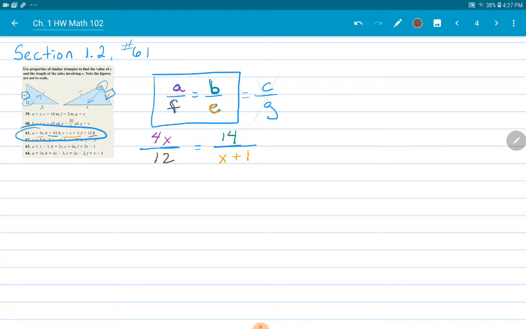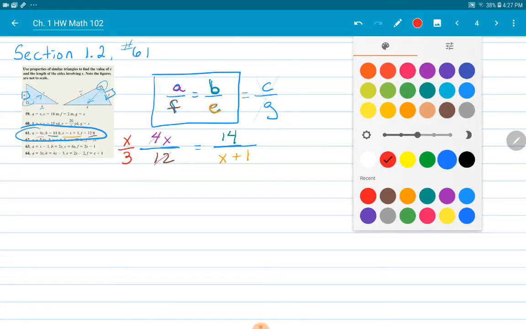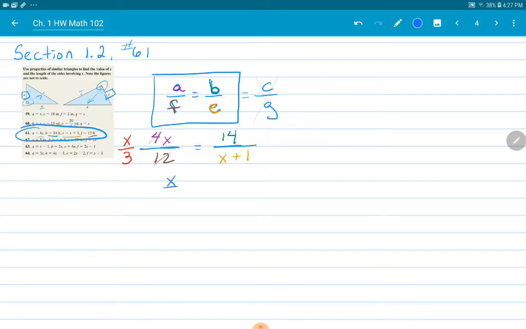So looking at these fractions, can I reduce them? I can, actually, a little bit. In this first fraction, I have 4x over 12. I can take a factor of 4 out of both of those, which leaves me with 1x on the top and 3 on the bottom. So that reduces my fraction a little and gives me x over 3 is 14 over x plus 1. So that's as reduced as I can get.